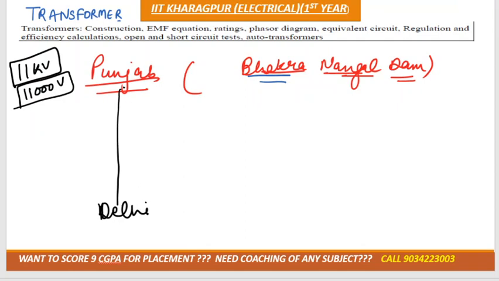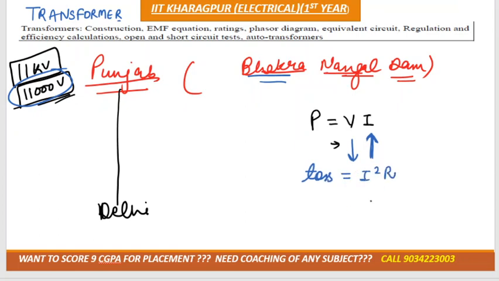Now as you know, we have one formula: power equals voltage times current. With a less voltage, current will be more, or not? Tell me, if the voltage is less then the current is more. If the current is increasing, the loss is proportional to the current square. If current increases, then loss also increases. Yes or no?